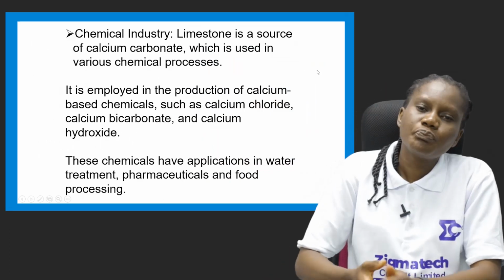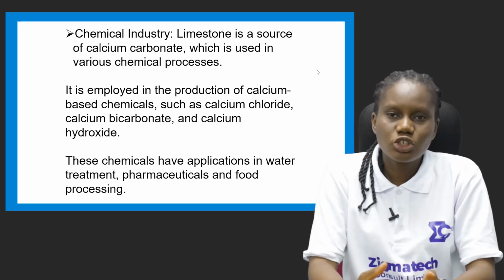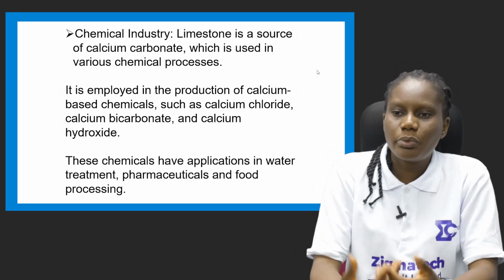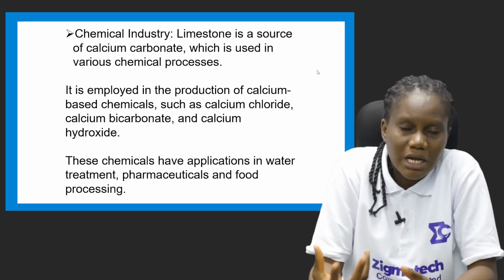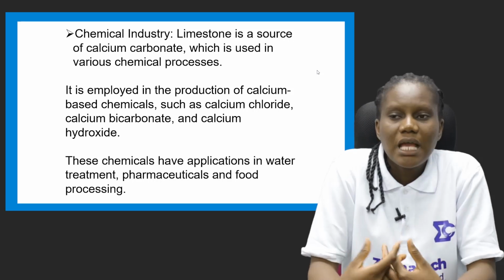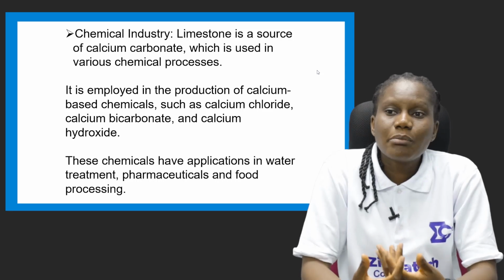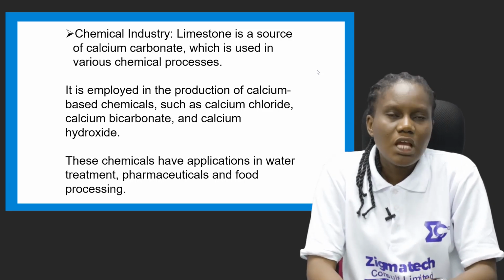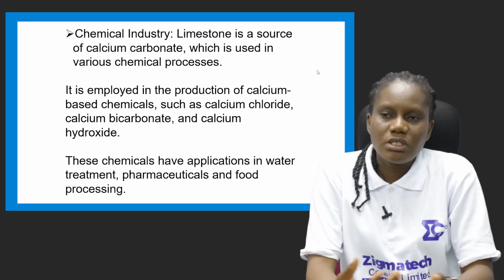Also in the chemical industry, limestone is a source of calcium carbonate, which is used in various chemical processes. For example, in the paint industry, they use this calcium carbonate as a filler. So one of the places you get it from is limestone.